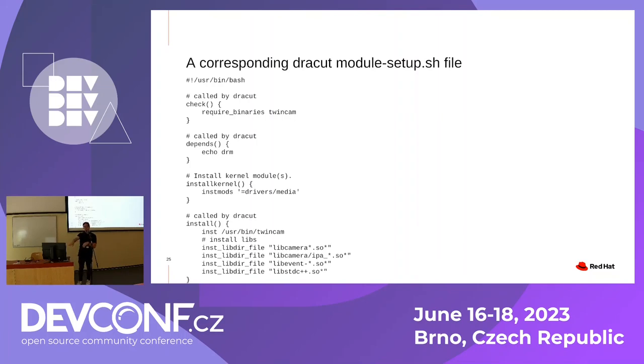This depends call just tells the initramfs that we have a requirement on this graphics stack, so make sure that's there. Install mods driver media, that's the media subsystem in the Linux kernel. It's like where the camera kernel stuff is. So if you add that, you have kernel support in your initramfs. And the final install is basically the twincam binary, libcamera libraries, libevent library, and the C++ library.